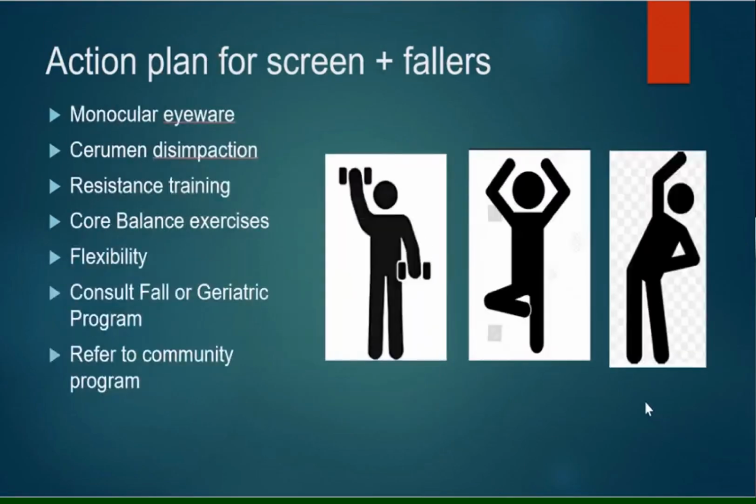So in terms of the action plan for those that screen positive for falls, we want to address the eyewear, make sure that they exchange their progressives or their bifocals for monocular eyewear. If there's cerumen, we disimpact. We, most importantly, prescribe resistance training in addition to core balance exercises. We also include flexibility interventions as well as aerobic interventions, but the flexibility is less evidence-based.